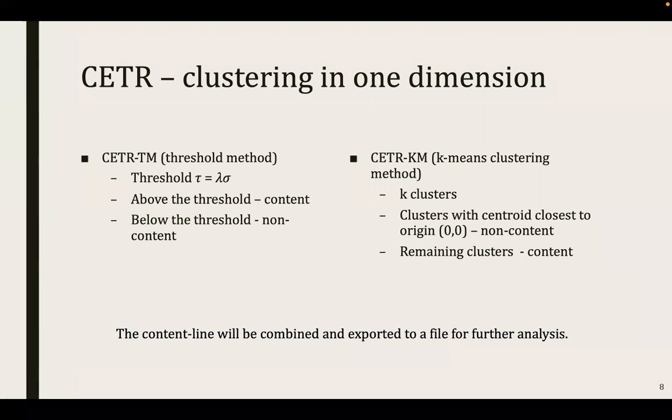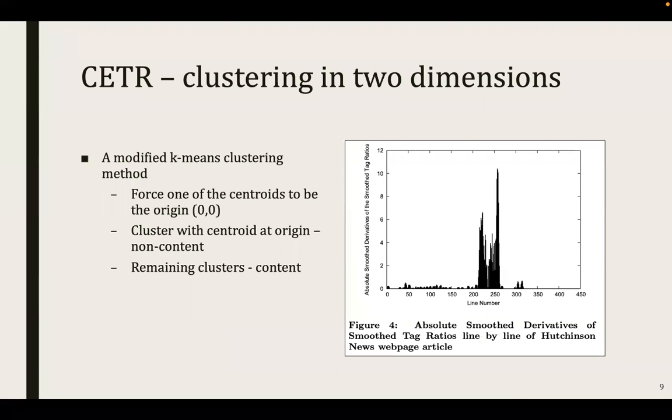And the other method is called Cedar KM, which is a k-means clustering method. The number of clusters k will be 2, and the cluster having the centroid closest to the origin is identified as non-content, and the rest is identified as content. Now with both methods, the content lines will eventually be combined and exported to a file for future analysis. But both methods are used for a one-dimensional model, and the authors realized that they have a disadvantage when there are jumps in tag ratio data. It's important, as jumps can usually identify where content sections start and end.